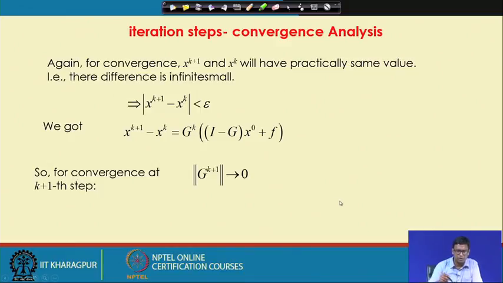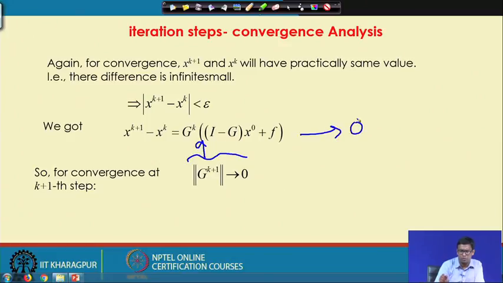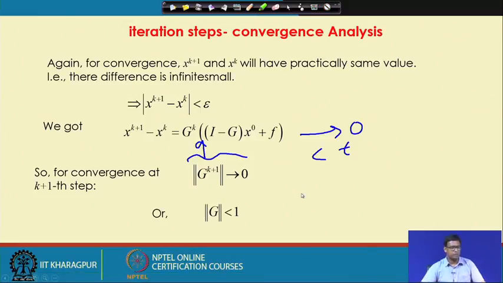This value has to be infinitesimally small, and that needs the convergence at the k plus 1th step, which is x k plus 1 minus x k. That term will converge only if the matrix norm of G to the power k plus 1 goes to 0. Then this value should also go to 0 or be less than epsilon, and this is again possible if the matrix norm of G is less than 1.